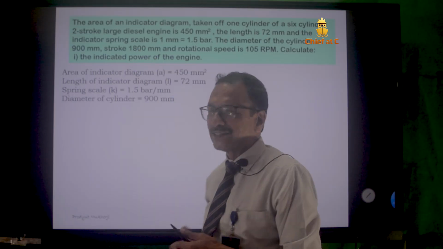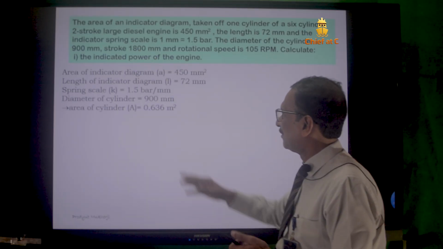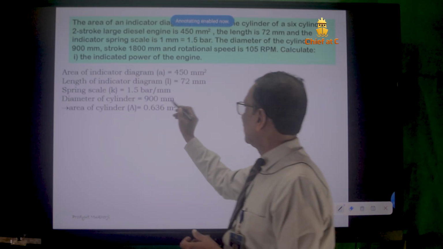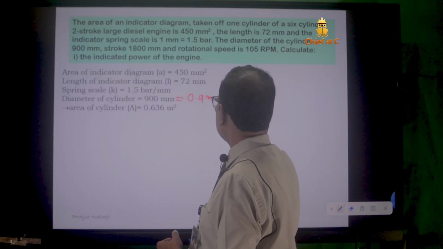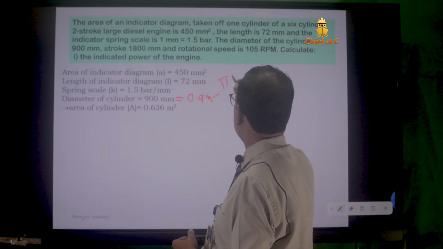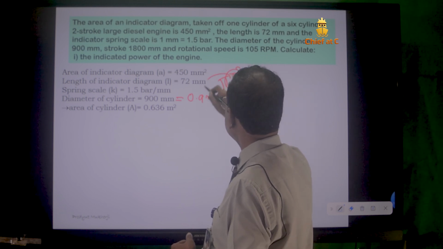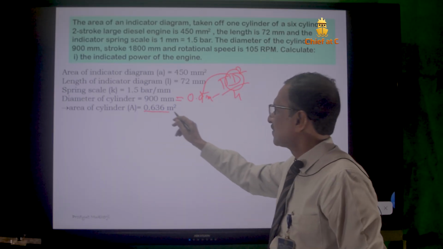We have to convert this into meters and then calculate the area of the piston. So I have calculated the area of the piston. We convert this into meters, and then apply the formula pi d square by 4, where d is this diameter. That is how we have got this area.